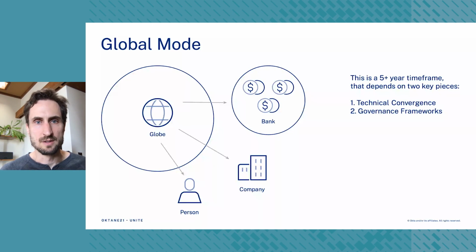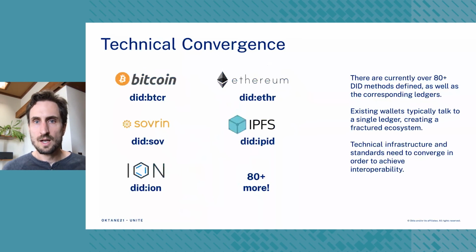This vision has a 5+ year time horizon and is going to depend on two key things: technical convergence and governance frameworks. As we've already highlighted, there are many efforts building out distributed ledgers to power decentralized identity. At current count, there are over 80 such efforts that have already registered DID methods. Each of these, in some respects, represents its own ecosystem with its own wallet, and there is little interoperability between them. While at this point this is good as it encourages experimentation and innovation, it is not sustainable long term to have a fractured ecosystem. Consolidation of ledgers and convergence on technical standards will be needed going forward.